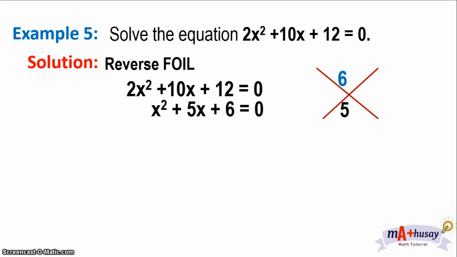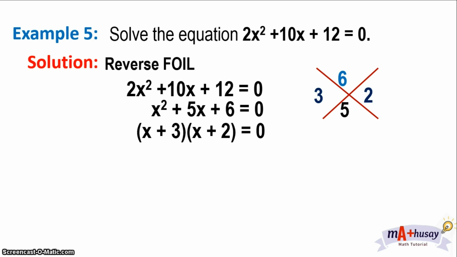So, ano ba ang factors ng 6? We know na ang factors ng 6 ay 1 and 6, 2 and 3. Alin doong factors ang pwede nating gamitin para when you add, you will get 5. So, the factors that we can use are 3 and 2. So, ibig sabihin, 3 times 2 is 6. But when you add, you will get the middle term, which is 5. So, the factor of that expression is the quantity of x plus 3 times the quantity of x plus 2.